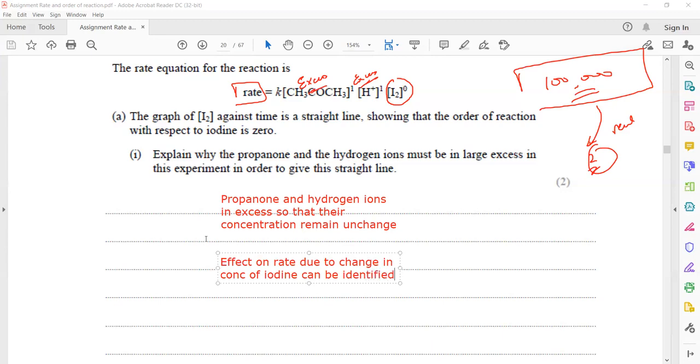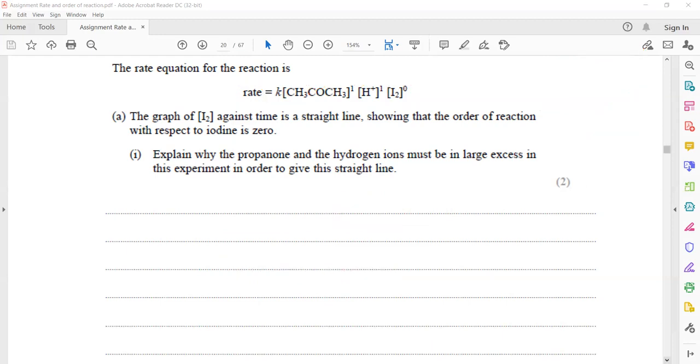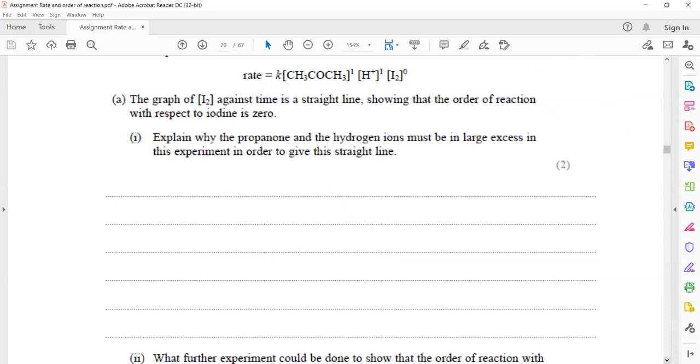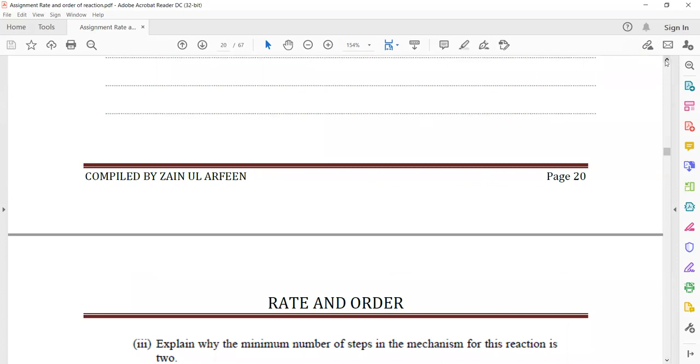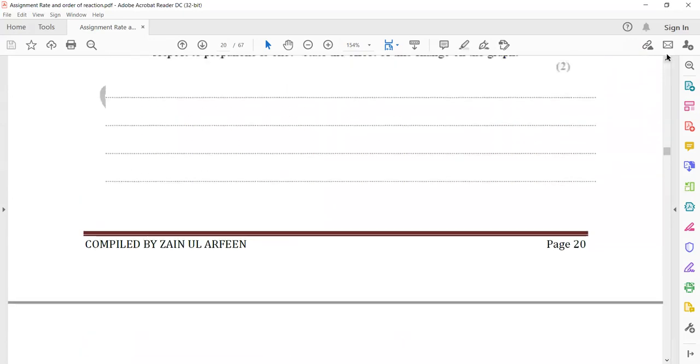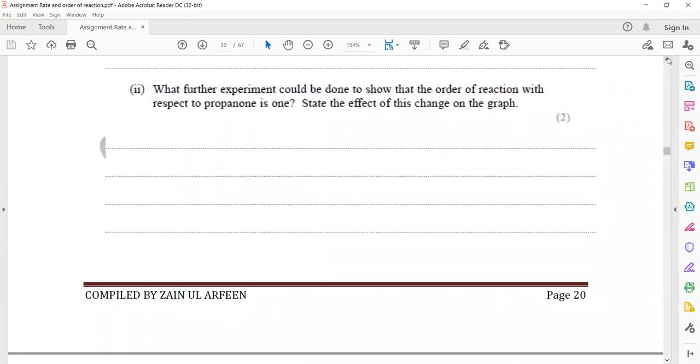Is it clear? This part, A1. Yes, sir. So whenever we want to find the effect of one reagent, we keep the other reagents in excess or more than enough, so their change in concentration does not have any effect on the rate.